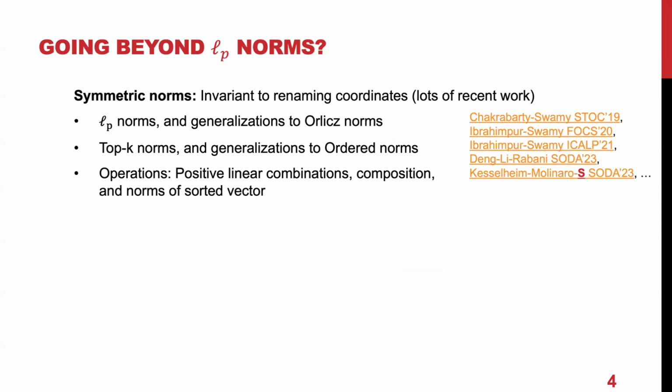There's another interesting class of norms. Top K is where the norm is the sum of the largest K coordinates. So these are known as top K norms. Top one is nothing but the L infinity norm, and there are generalizations of this. You can also perform many operations on symmetric norms, like positive linear combinations, compositions, and norms of sorted vectors. Many of these operations also preserve symmetry, and hence this class of symmetric norms is very powerful and captures many applications. Hence, it has received a lot of interest. So again, the question we are asking is: how do we go about designing good algorithms for these symmetric norms, which is beyond LP norms?